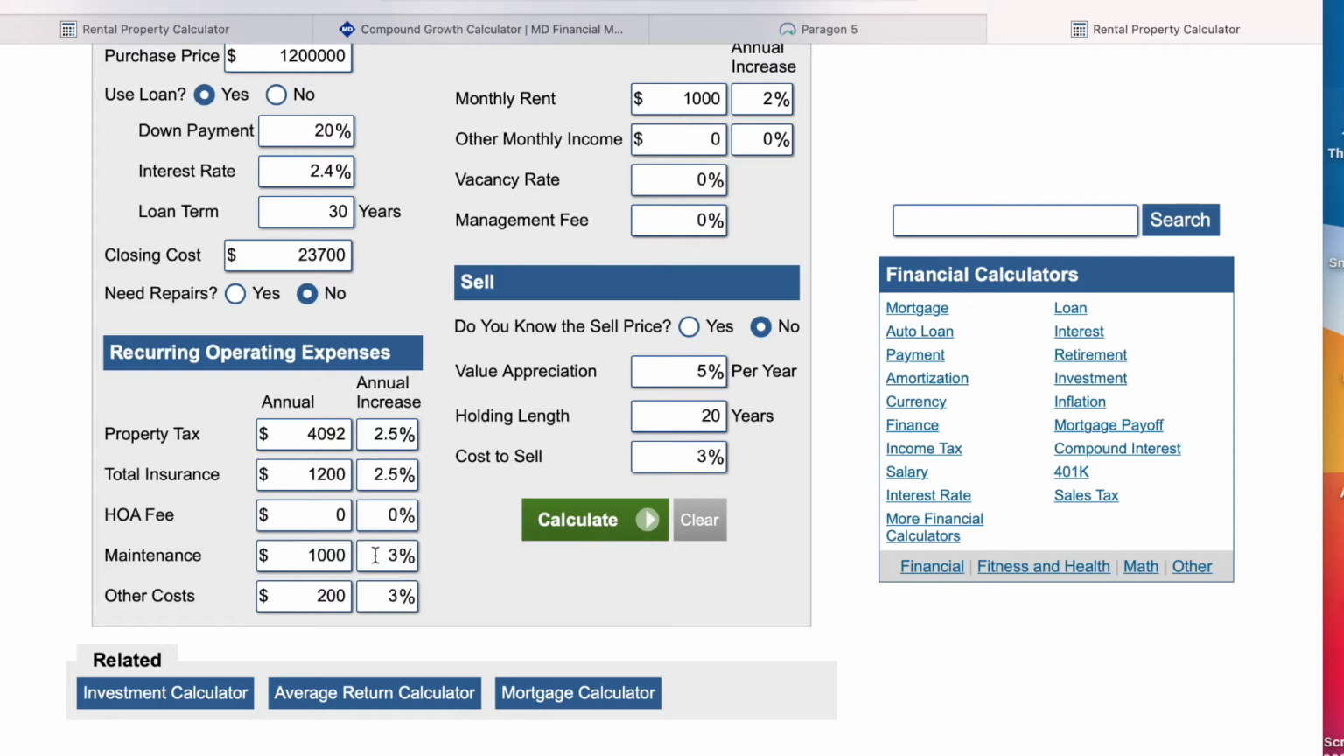Maintenance. What type of maintenance would you have? You know, once every 20 years, you're going to likely have to replace the roof. I'm going to put this number at 0. We're going to subtract that at the end, and I'll show you when. Other costs, well, once a year, let's say something breaks or you have to call in the plumber because the sink is backed up. So let's just say $250 once a year. We're not going to add inflation or an increase for that.